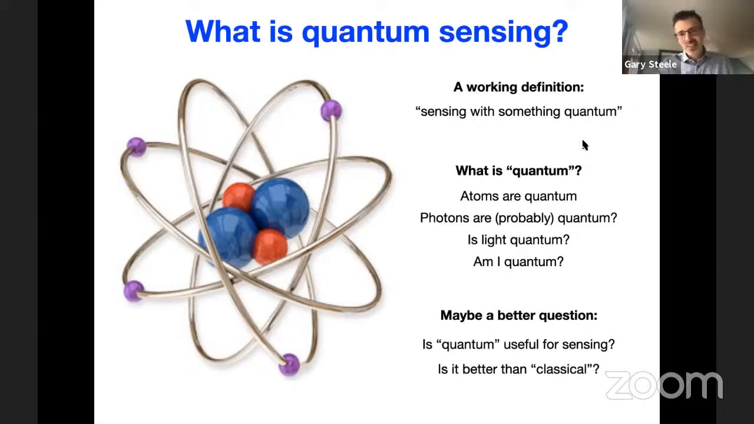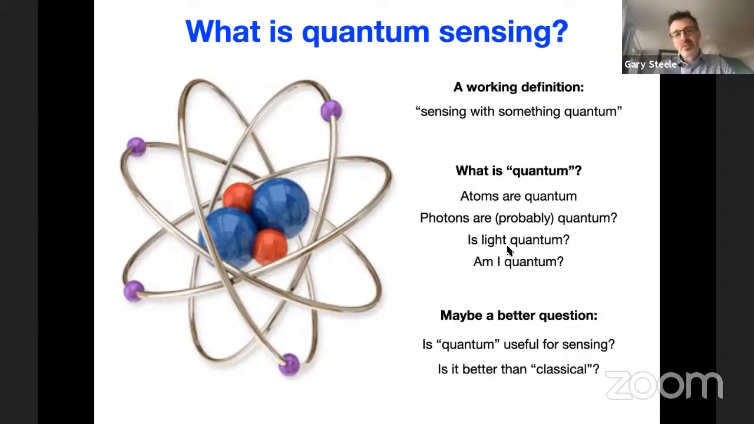Then of course, if you want to say I'm sensing with something quantum, you can also have a discussion about what is quantum. And then maybe people start to diverge about their personal opinions. Most people will definitely say that atoms are quantum. People would probably say that photons are quantum. Some people may say that light is quantum. Some people may disagree with that concept. And then, although I believe myself, I am personally also quantum, probably people would not consider me to be a quantum sensor.